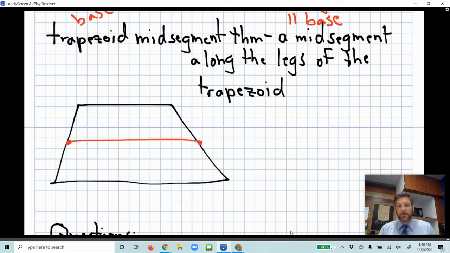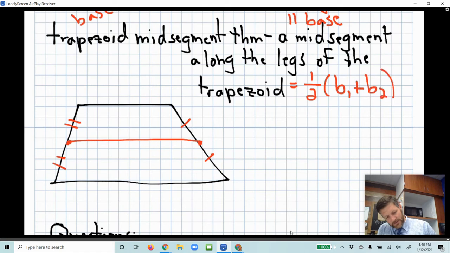There's my midsegment. What we need to know about that is these are congruent, and those are congruent, because it's bisecting both legs. It is equal to 1/2 of the one base added to the other base.